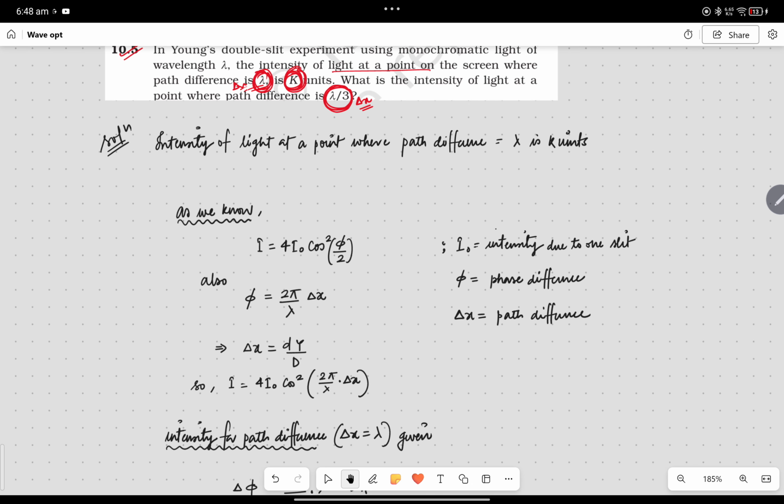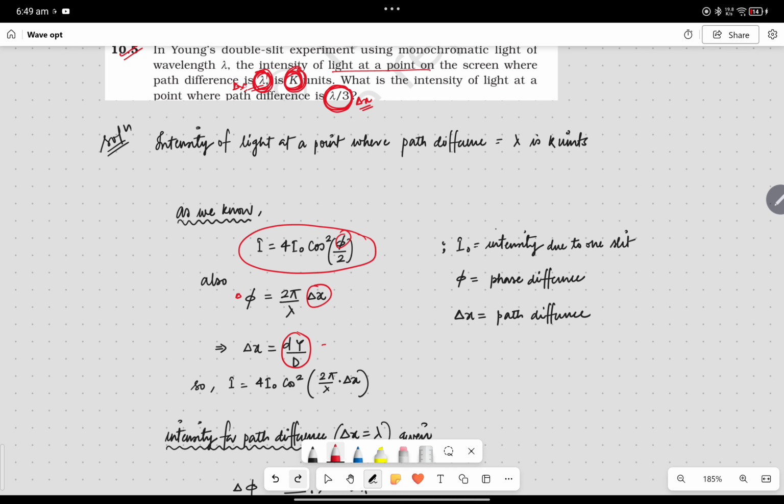For that you have to know the formula for the intensity. For a bright fringe the intensity is I = 4 I naught cos square phi by 2, where phi is the phase difference. The phase difference is 2 pi by lambda times delta x, that is the path difference, and the path difference is d y by capital D. The path difference is given here, you don't have to put this value. For the first case it is lambda, and in the second case we have to take lambda by 3.